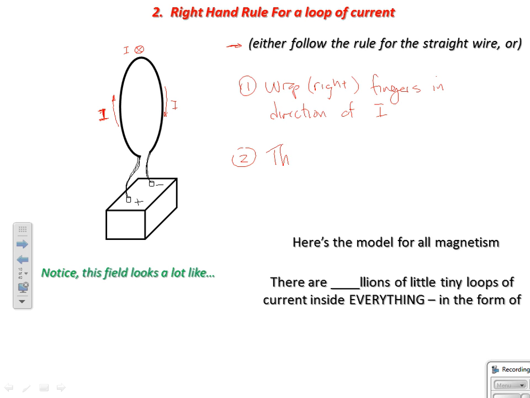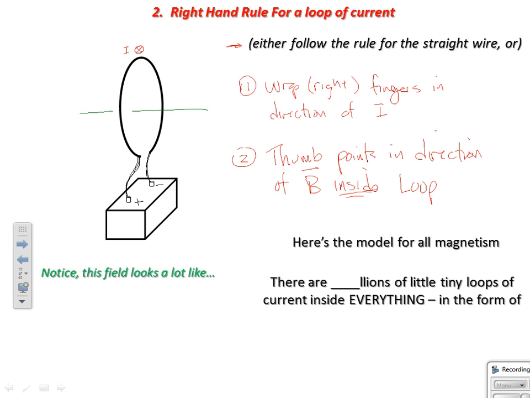So this means that your thumb points in the direction of magnetic field inside the loop. That means our magnetic field looks like this. Inside the loop, it points this way. There's B. And then that field goes back around like this, and back around like that.